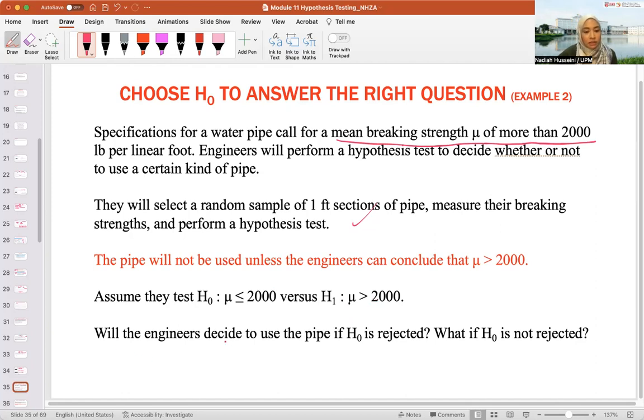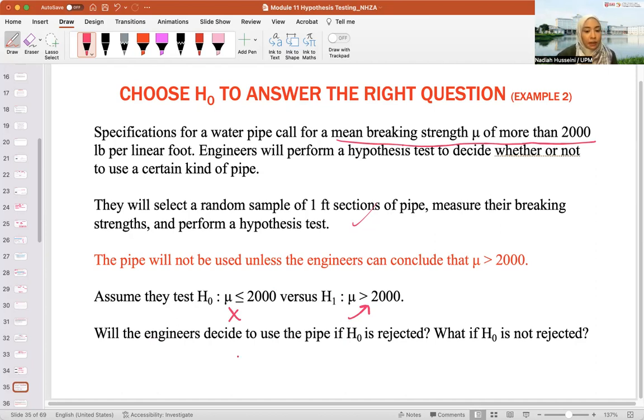So will the engineers decide to use the pipe if we reject the null hypothesis? If we reject the null hypothesis, what does it imply? It implies that the mean breaking strength is greater than 2000, exceeding specification. What if the null hypothesis is not rejected?